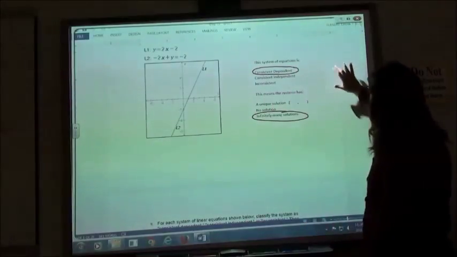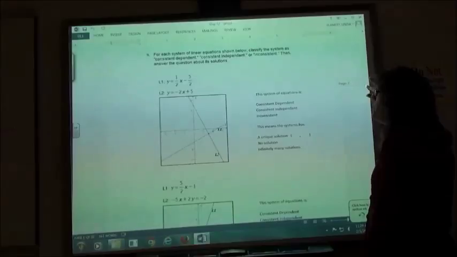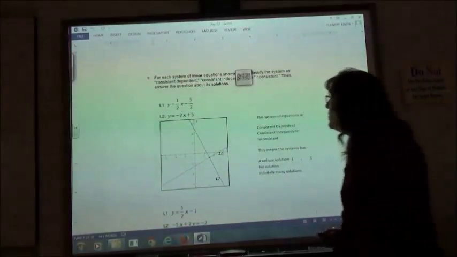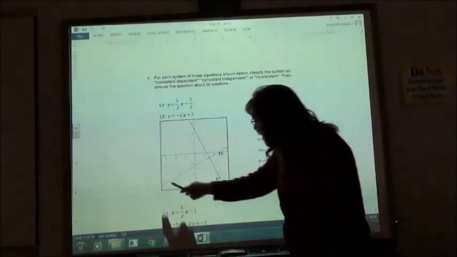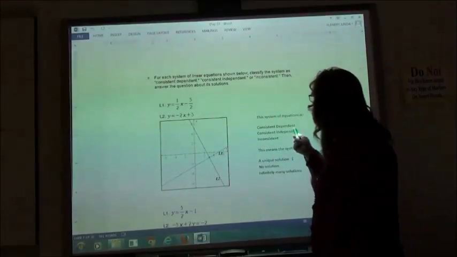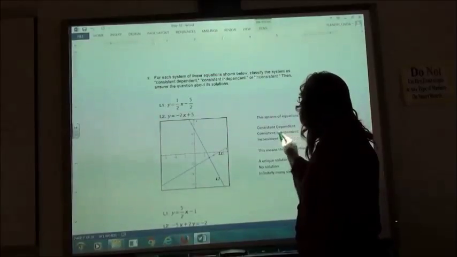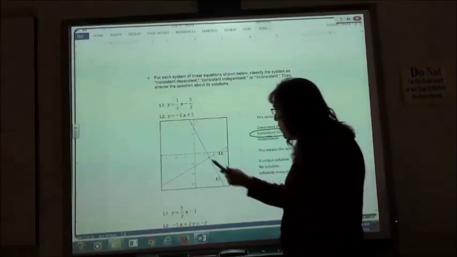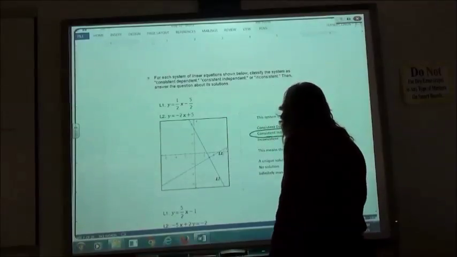One more of those. Go ahead and try to answer number 9 while I'm trying to get the board to write. So on number 9, we have one line and our other line. They intersect in a point. Since they intersect in a point, they are called consistent, independent. The point where they cross is your solution. They cross at 3, -1.